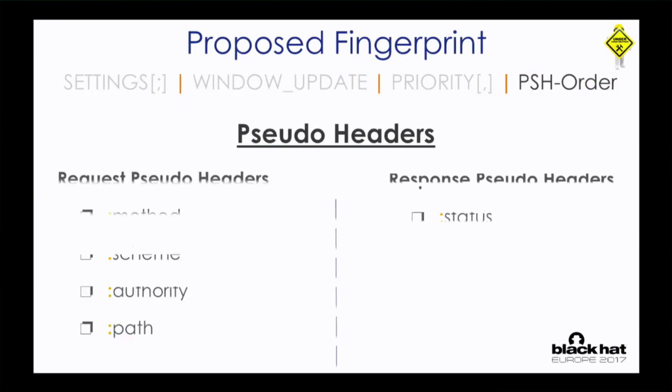So we've introduced the pseudo headers. Now, what are the pseudo headers? The RFC defines a closed set of pseudo headers: 1 for the response, and 4 for each request.